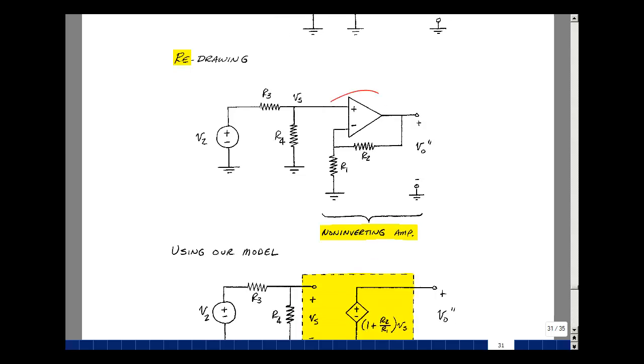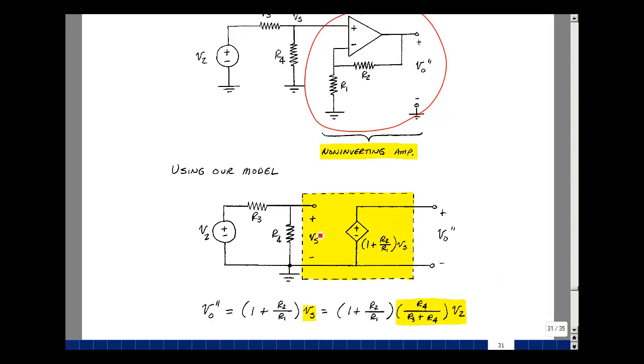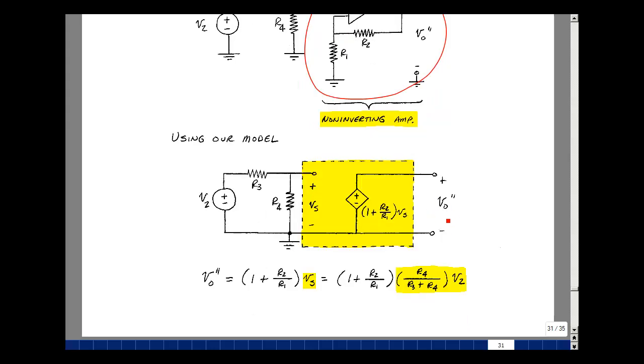Now whenever we see this, we can replace this by the model that we developed, which consists of an open circuit, sensing a voltage, and then the output's going to be a voltage-controlled voltage source with 1 plus the feedback resistor divided by the resistor back to ground. V out due to the second source is just this controlled source, which is 1 plus R2 over R1 times the voltage V sub S.